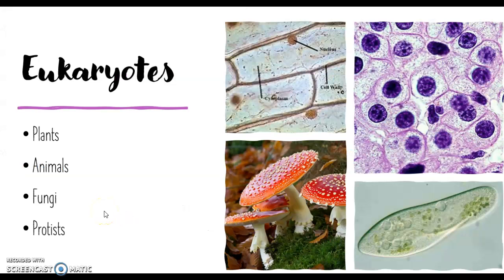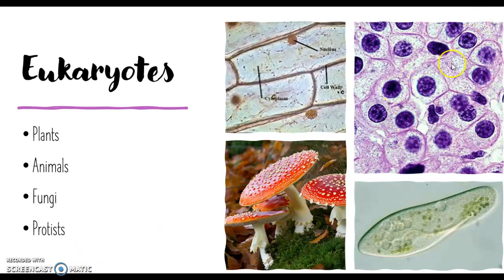So what are some examples of eukaryotic cells? Well, one thing that I forgot to do is to highlight this, but I want you to copy this. These are examples of eukaryotes: plants, animals, fungi, and protists. And let's look at some of them.